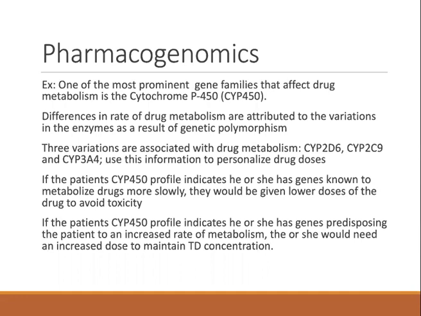So we can use this information, these variations, to help personalize the doses of the drugs that are given to patients. If the patient's CYP450 profile indicates that he or she has genes known to metabolize drugs more slowly, then they would be given lower doses of that drug to avoid toxicity, right? Because they just can't metabolize it the same way. But if the profile indicates that he or she has the genes that predispose that patient to an increased rate of metabolism, then that person would need an increased dose to maintain a therapeutic drug concentration.